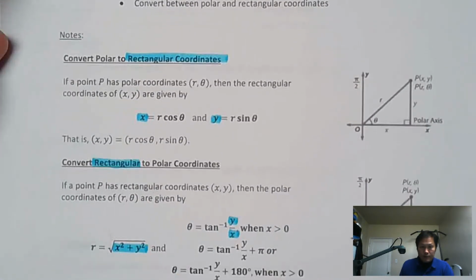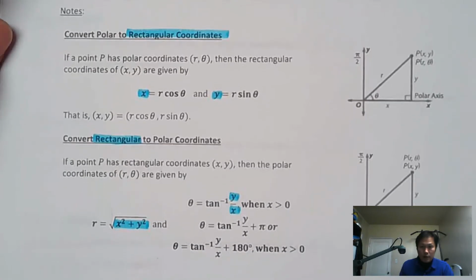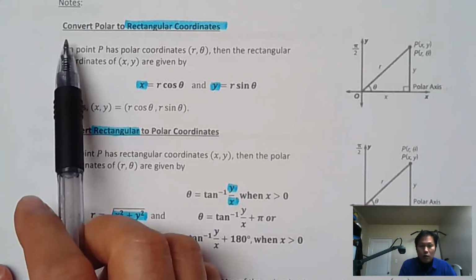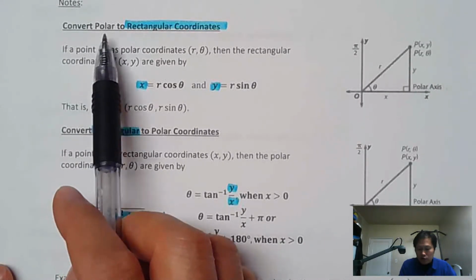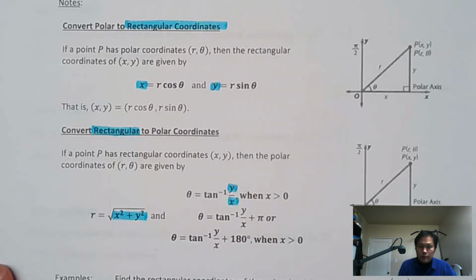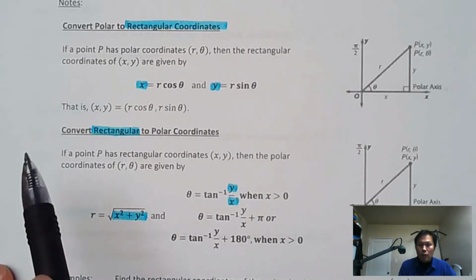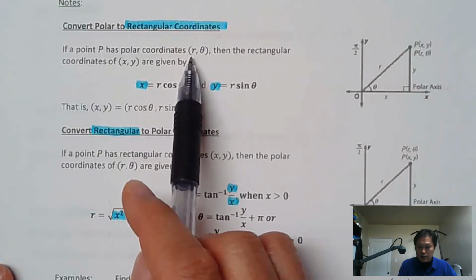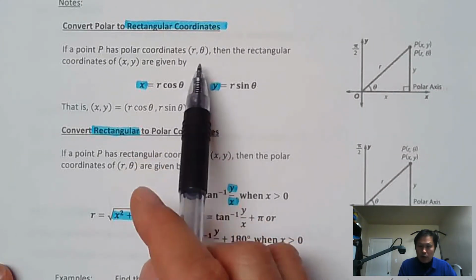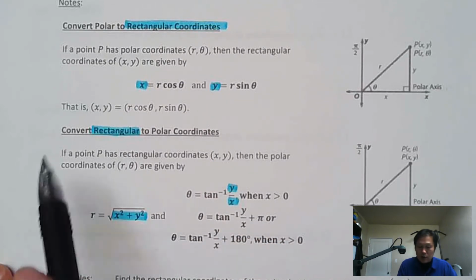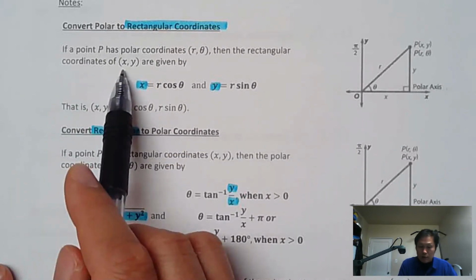So the first part I need to teach you is converting polar to rectangular coordinates. The given coordinate will be polar coordinates such as (r, theta). r is the radius, theta is the angle. That's a polar coordinate. We give you this and your answer is supposed to be a rectangular coordinate, which is (x, y).